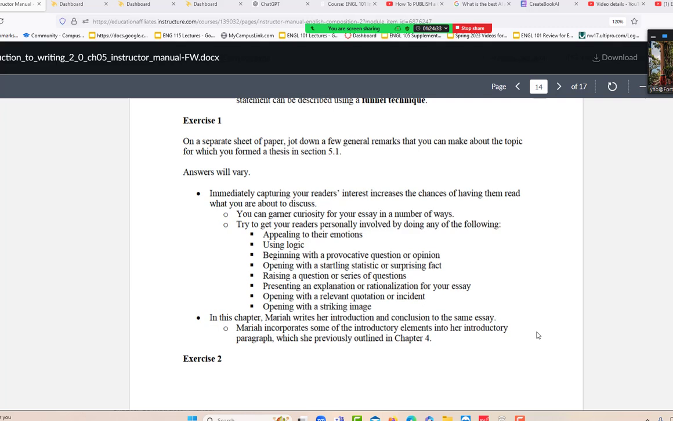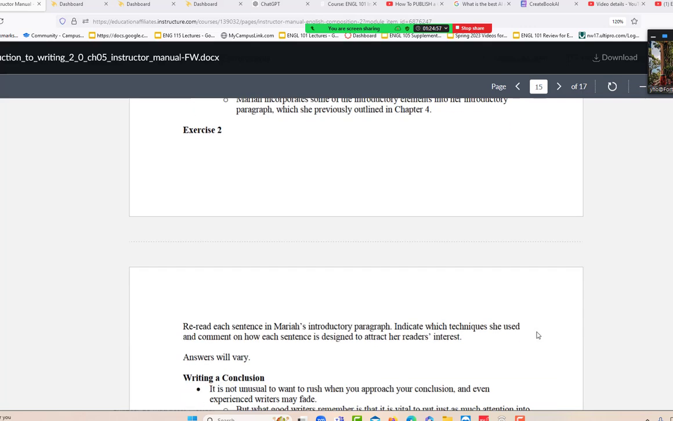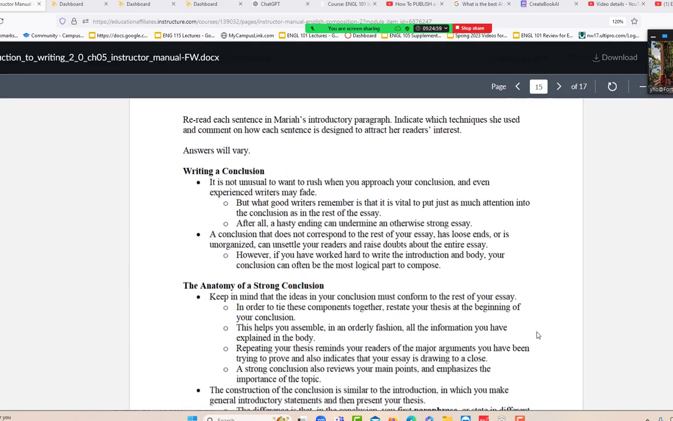By appealing to their emotions, use logic, begin with a provocative question, open with a startling statistic, raise a question or a series of questions, present an explanation or rationalization for your essay, open with a relevant quotation or incident, open with a striking image. So those are ways in which you can hook the reader. That's like the very first sentence.